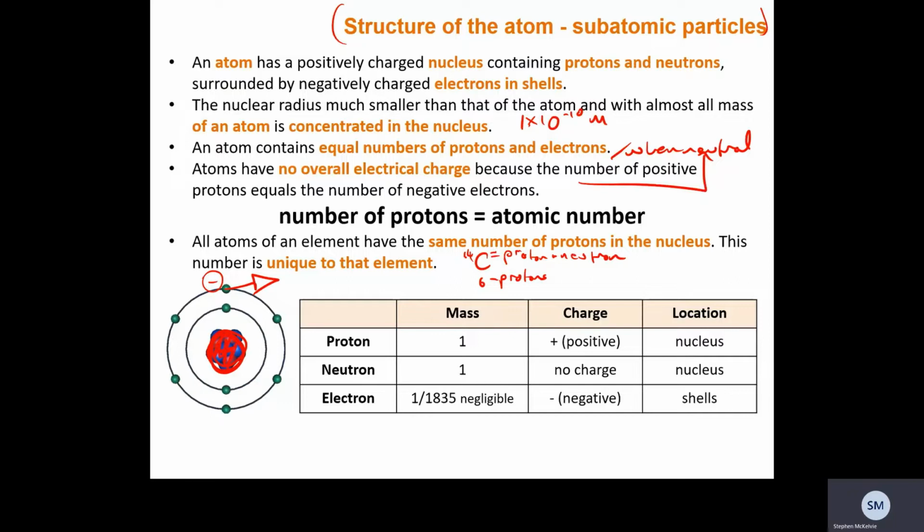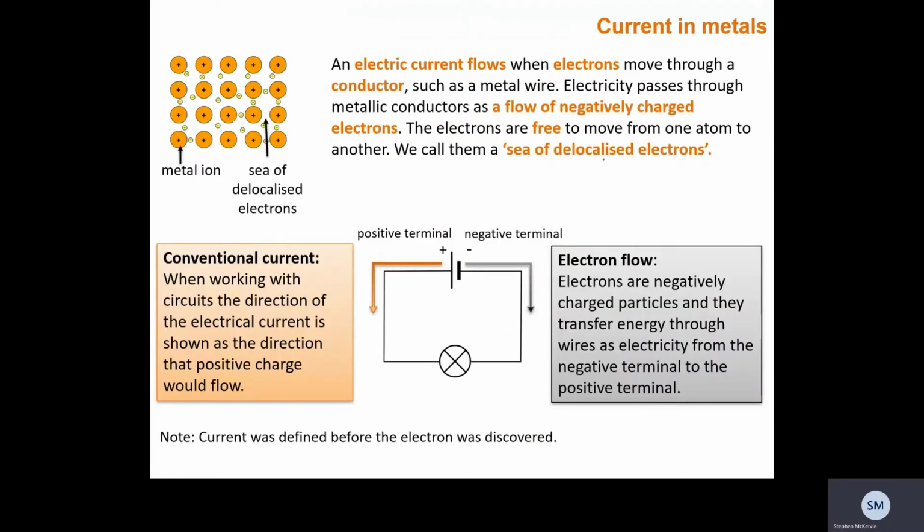All atoms of an element have the same number of protons in the nucleus. It is unique to that element. If I had another proton, I don't have carbon 14 anymore. I now have nitrogen 14. We have to know the masses, charges, and location of each of these subatomic particles. Now, what is current?